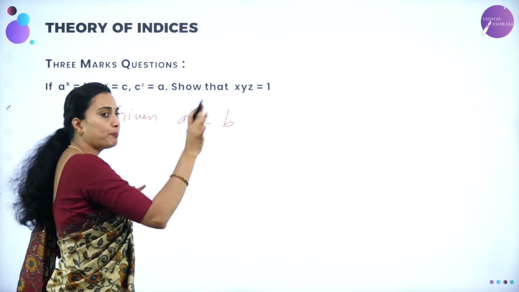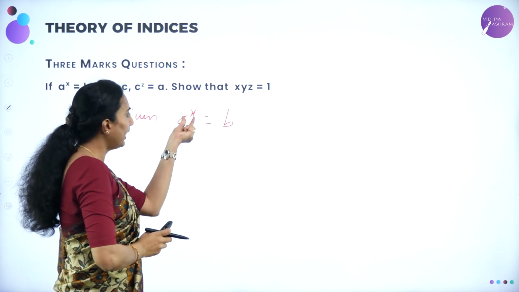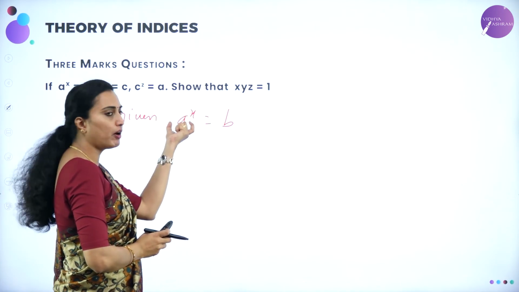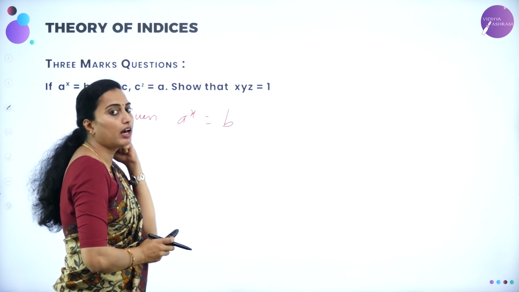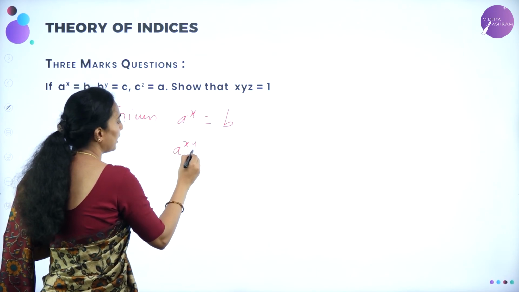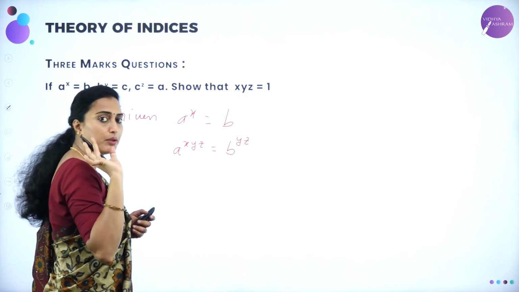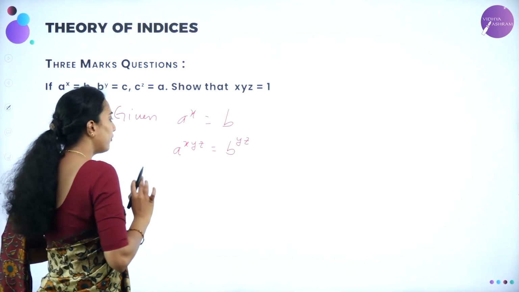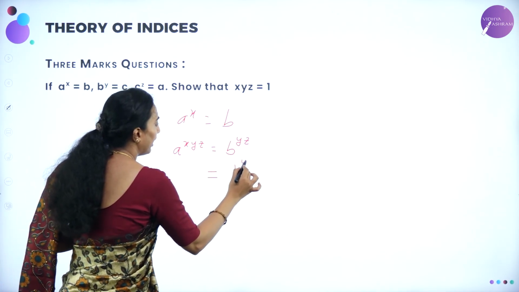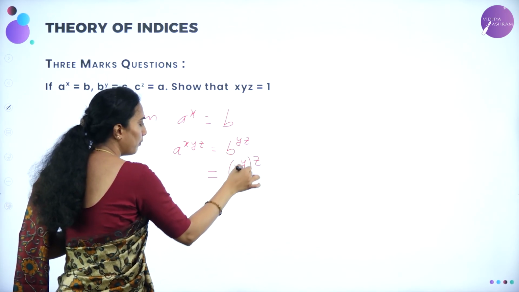Here I am going to raise the power yz, because I want xyz. Here x is there, I do not have yz, so I am raising the power yz. If I raise the power on the left hand side, I should raise it on the right hand side also. So a power xyz will be equal to b power yz. I can write this as b power y whole to the power of z, because a power mn can be written as a power m whole power n.